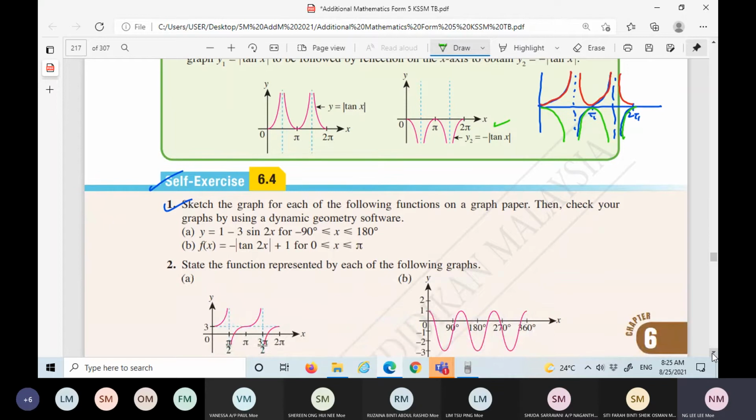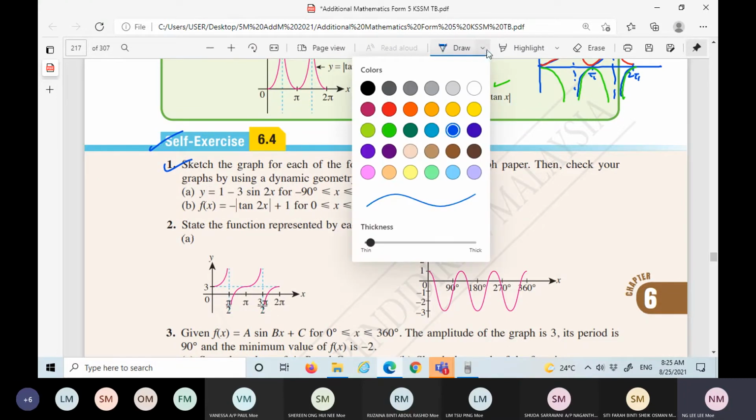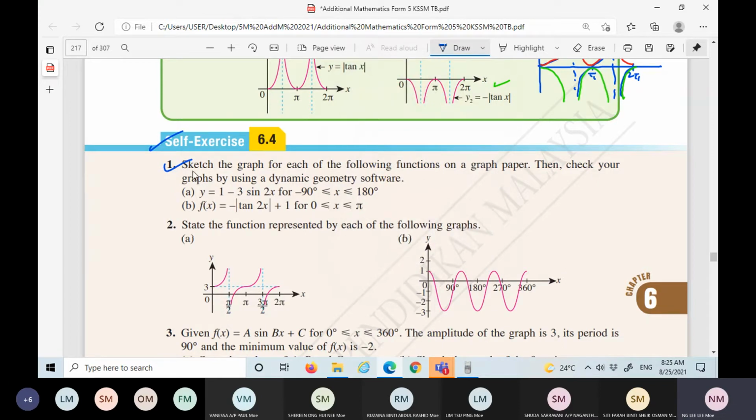That day, not yesterday, I asked you to do question number 1, but so far nobody has asked me any questions. You see the word sketch, but on graph paper. I told you that for sketch, we don't use graph paper. But if the instruction says to sketch on graph paper, then you use graph paper. It's like draw. If they say sketch and don't mention graph paper, then normally we don't use graph paper.